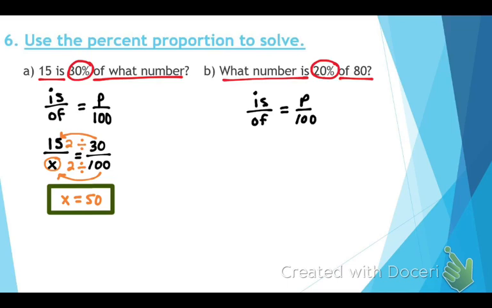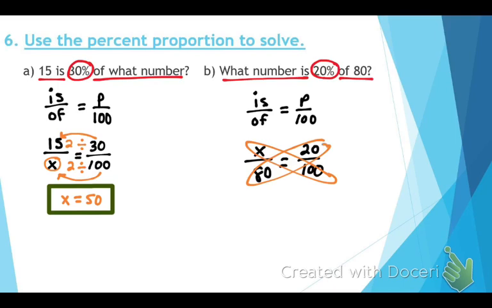Talila, what's my is? X. Brayden, what's my of? 80. Amira, what's my P? 20 over 100. Very good. Now, as I said before, we'll do this one just to make sure you guys understand the cross products way. So you're going to circle them diagonally.